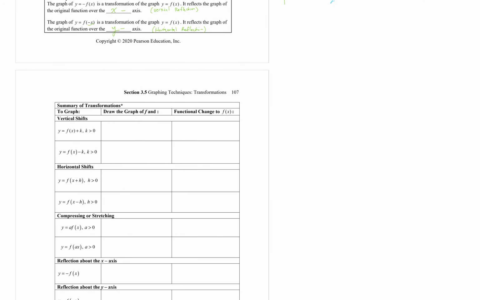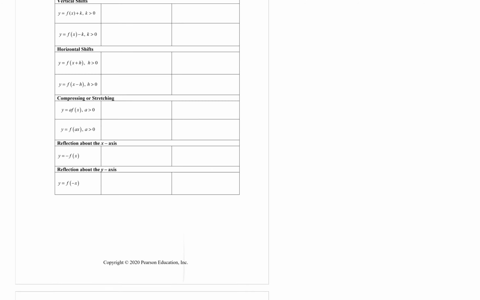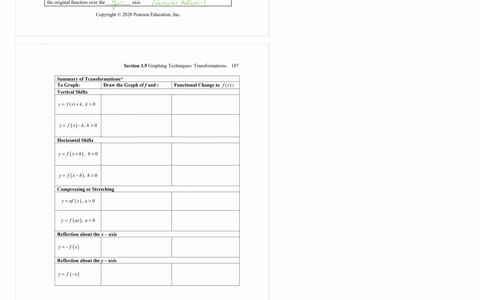All right, so this seems to be like a summary. Let's go ahead and see if we can figure out the summary. It says draw the graph of f. Oh my gosh, I'm not drawing. So it's just going to go up. When you're adding a number outside, to the equation, it's going to go up by k units. If you're subtracting from the equation, it's going to go down k units.